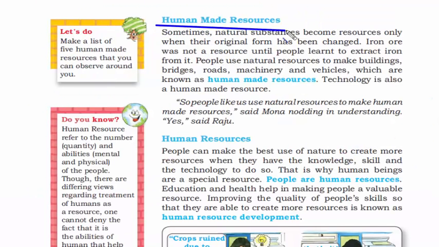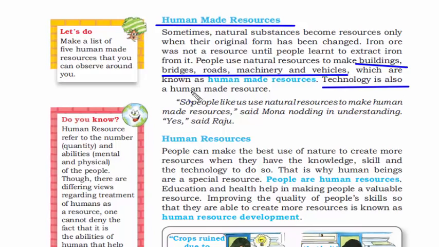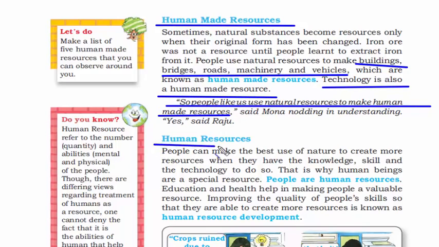Now let's read about human-made resources. By the name, it is pretty much evident that these are the resources which are made by humans. Though the resources are acquired from nature, they're purely made by humans. Some of them are buildings, bridges, roads, machinery and vehicles. In fact, technology is also a human-made resource, which brings us to our next topic, human resources.